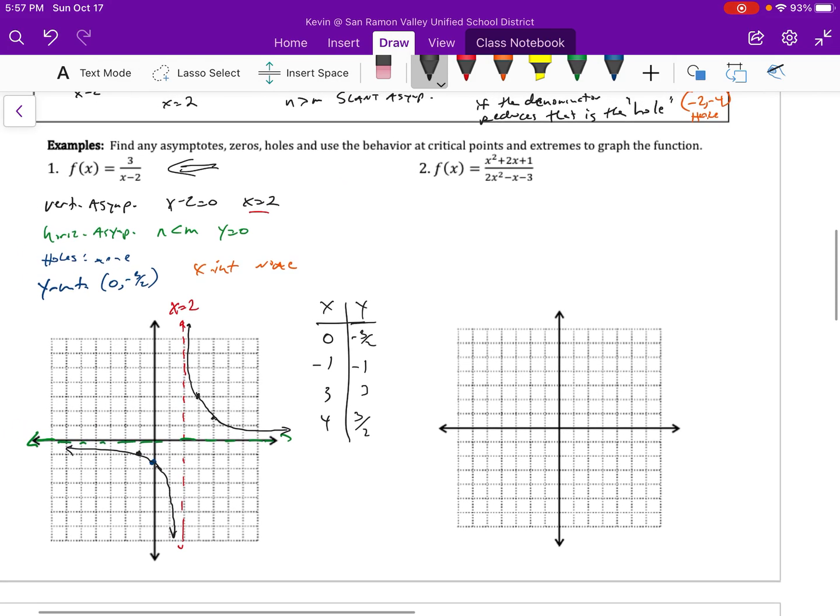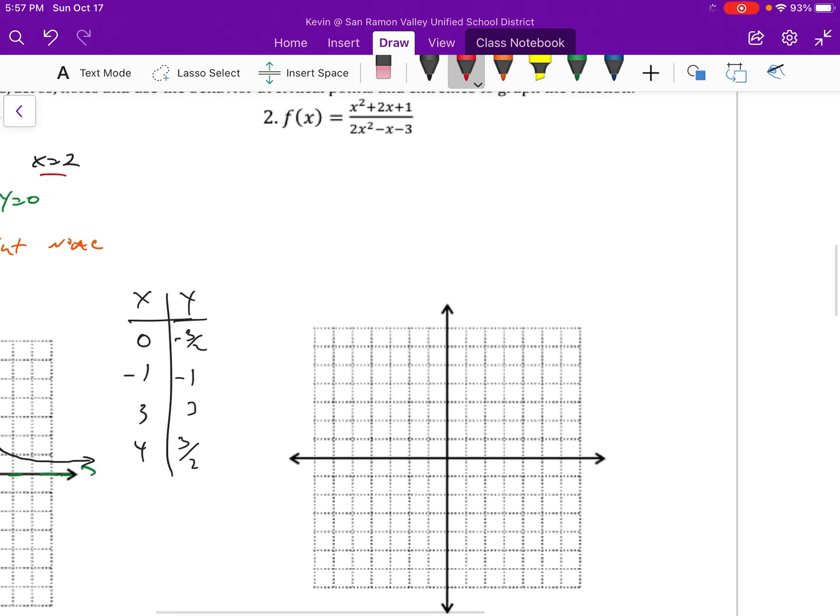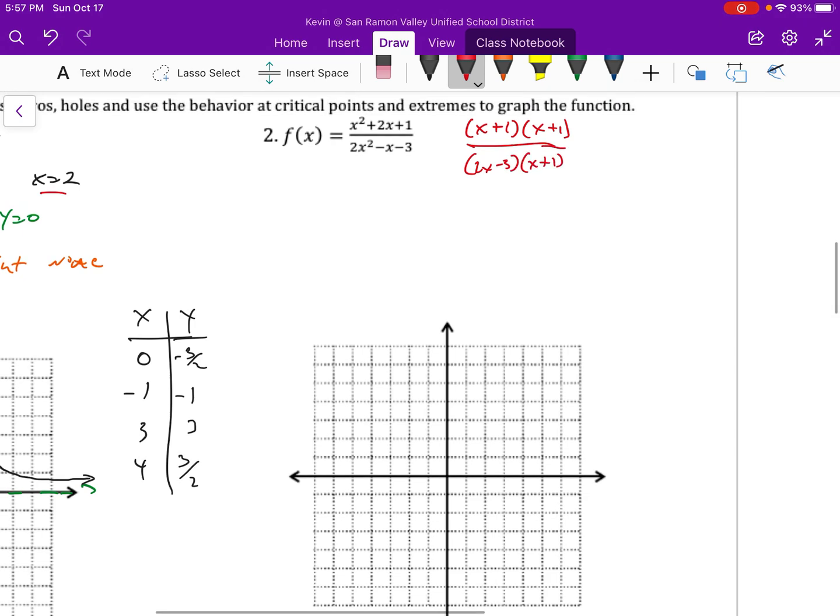All right, let's look at number 2. Number 2, we're going to factor it first. x plus 1, x plus 1, and below here we have 2x minus 3 and x plus 1. That's why I say it's really important that you learn how to factor, so you should be able to do that quickly. And in factoring it, we notice that those two terms cancel out. That means we have a hole. x plus 1 equals 0, x equals negative 1.